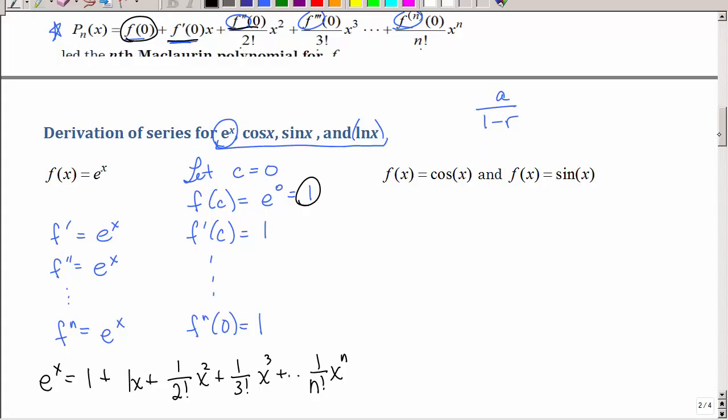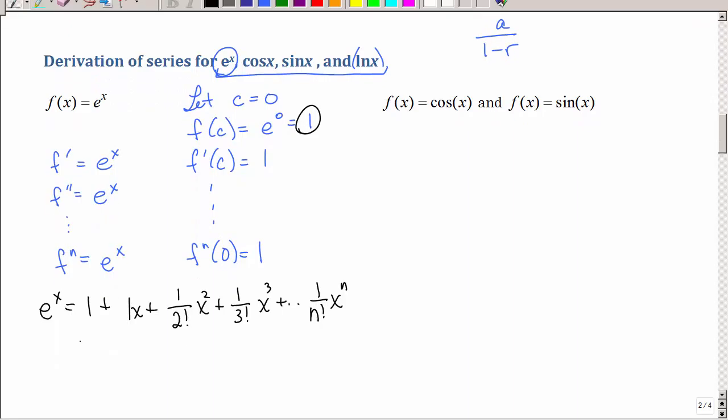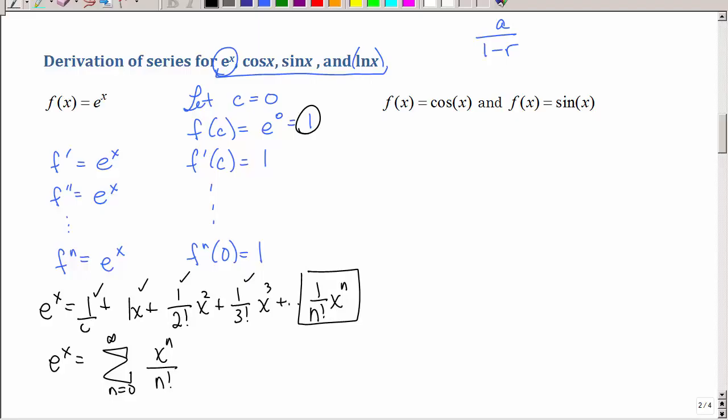Let's see if we can rewrite that in function notation. So I'd have e to the x equals sigma, and I think I can just use that formula. That should work. If I put in 0, I get that. I get 1, 2, 3, and so forth. Remember, 0 factorial is equal to 1. So that's how we can write e to the x in terms of a Maclaurin series.